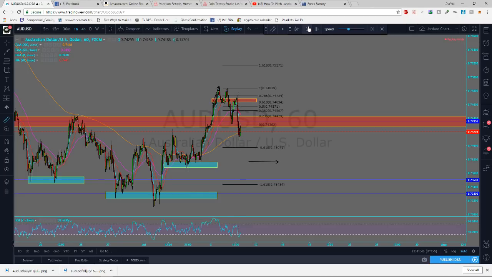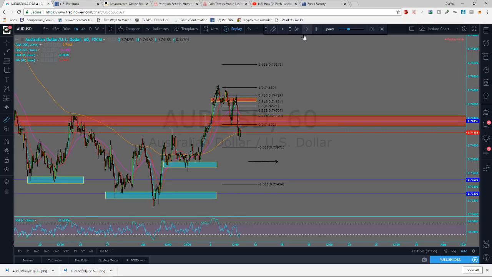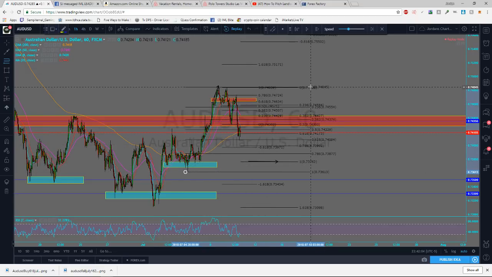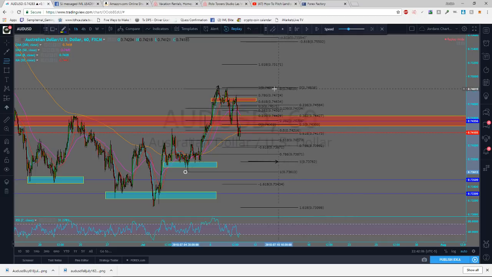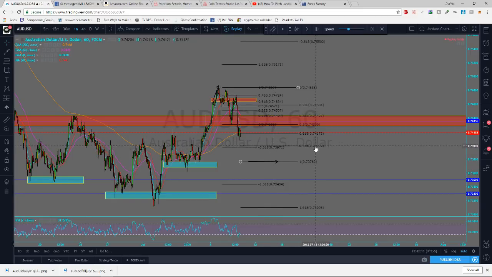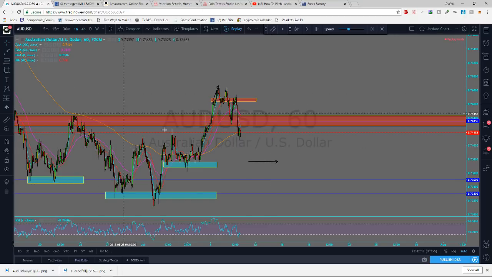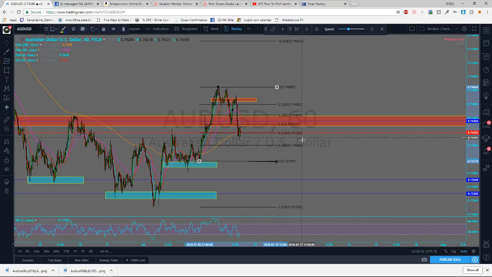But as you do see, all these rejections, if we were to draw fibs from here to here, there's the 61.8, right? Maybe you draw the fibs from this low to this high. All right, hold on, let me delete some things so I don't make this confusing. So if you drew your fibs from here to here, 61.8 was right here, right?